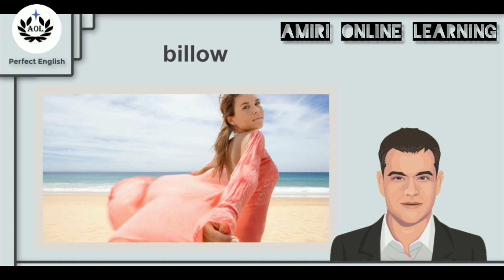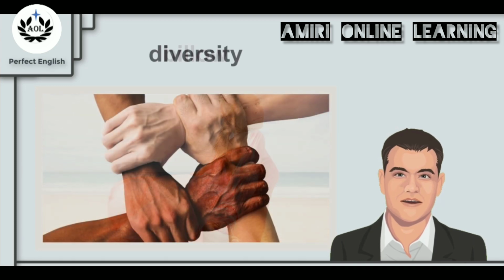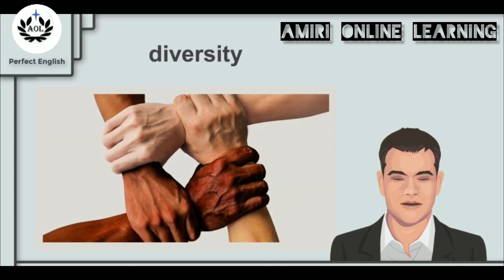And now for the next keyword, diversity. Now you look at the picture and you can see four hands holding one another. But of course, you can notice that the hands do not belong to one person. They belong to four people from four different races. We can tell from the color of the hands. Well, the message of this picture is really good, but what we want to focus on is the word we have here, which is diversity.